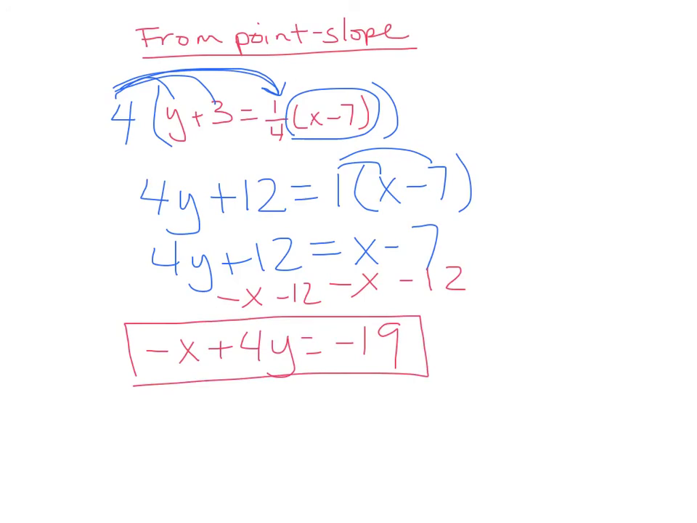If you don't like all those negatives, you can multiply like we did before, the whole thing by -1. So we'll end up with x minus 4y equals 19. Once again, this is a great answer.